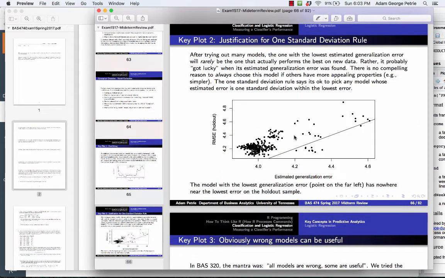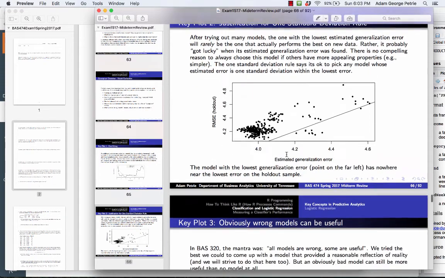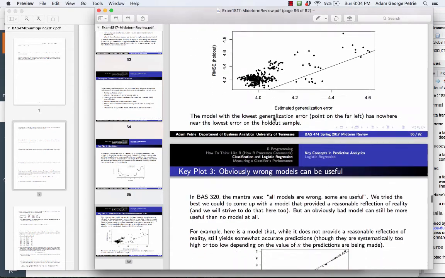This is another one of those key plots, and don't be too surprised to see something very much like it on the exam. So remember, each one of these dots represented a model. We had the estimated generalization error of this model versus the actual error on a holdout sample. And there were a few lessons that we learned. First of all, it looked like the model building procedure tended to be overly optimistic on how well it was doing. The actual generalization errors tended to be a little bit higher than what the estimated generalization errors were. And then also we use this as a justification for the one standard deviation rule. The one with the lowest estimate, all the way here on the left, was not the one that ended up doing the best on the holdout sample, illustrating that, hey, we don't necessarily have to feel compelled to use the one that had the lowest estimate.